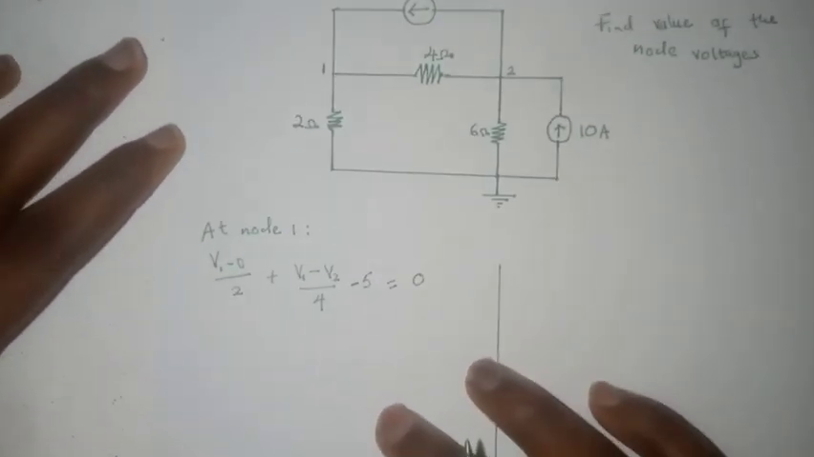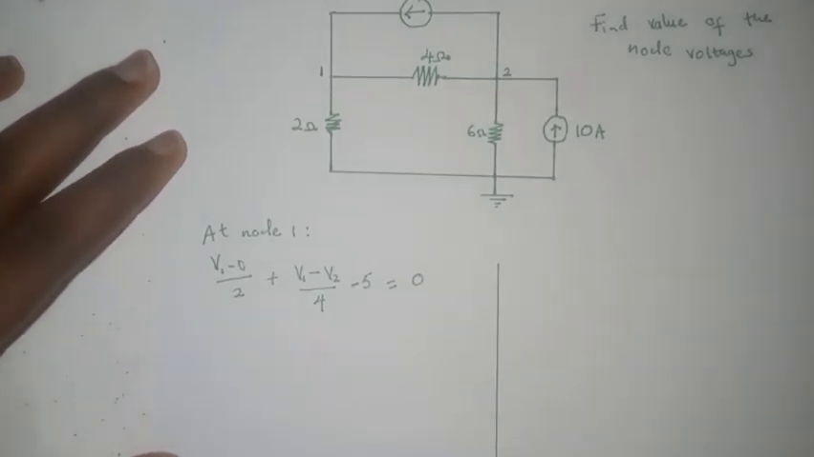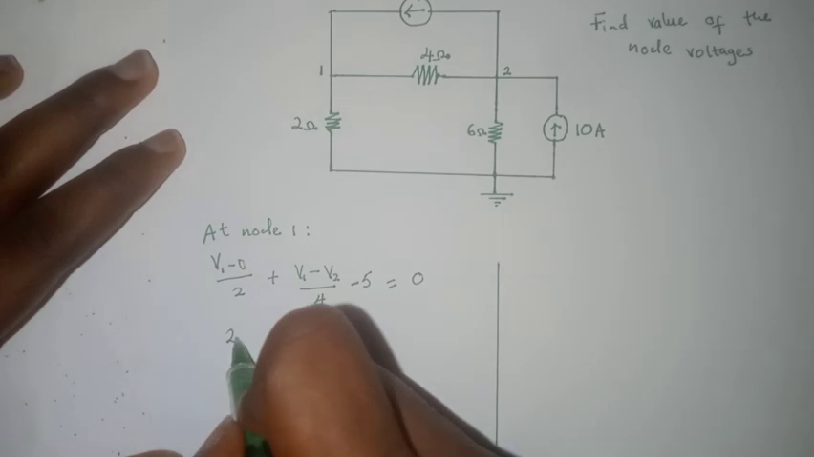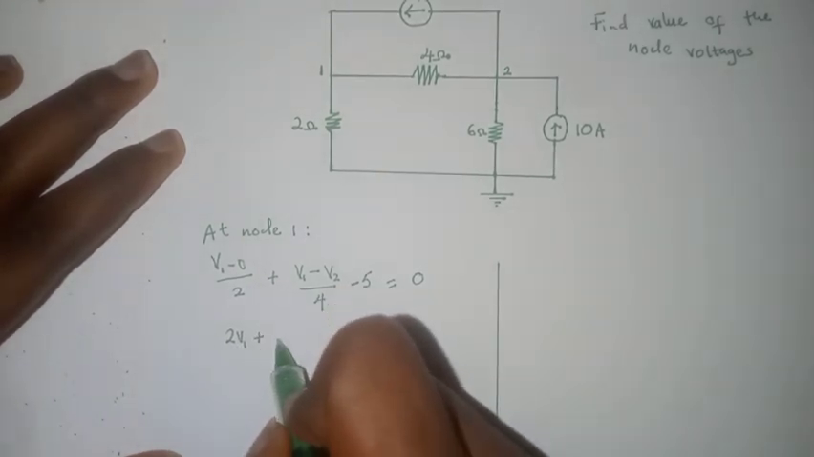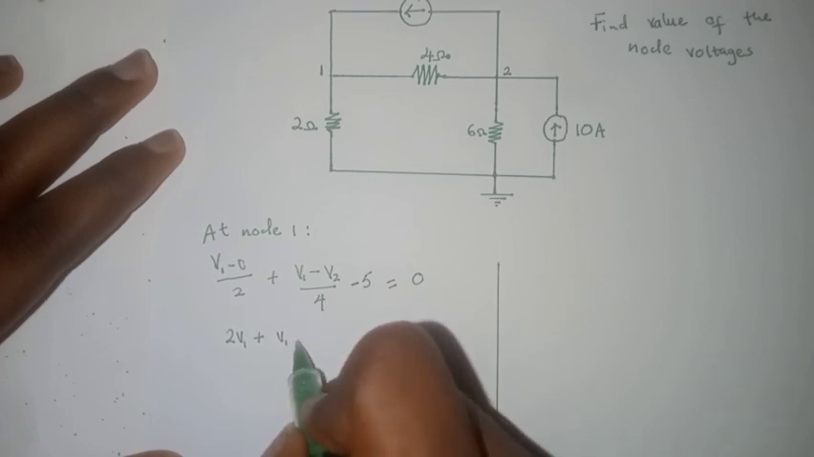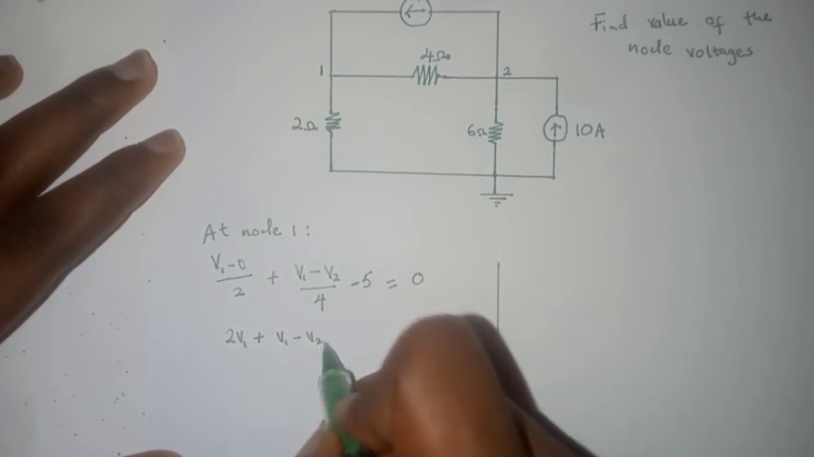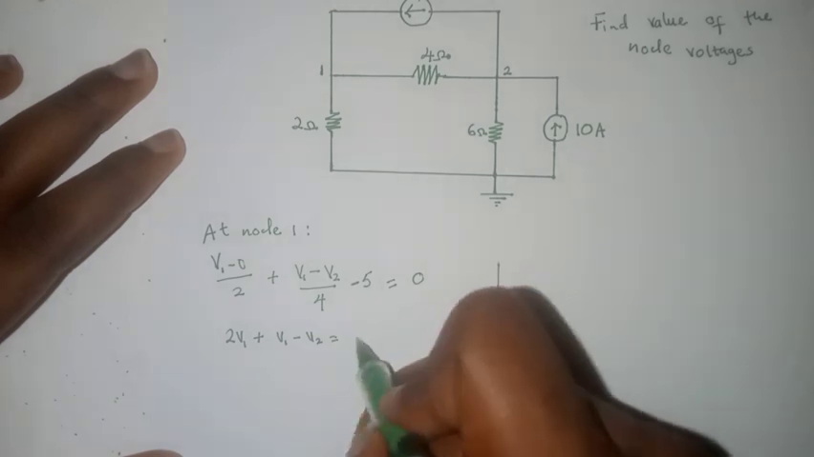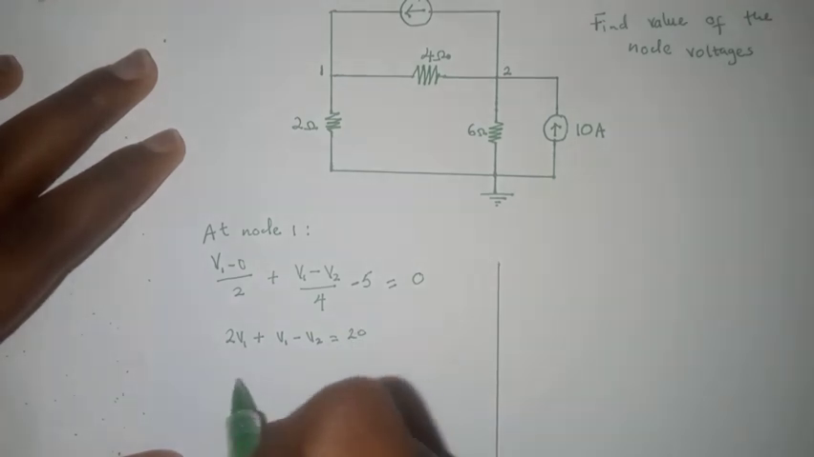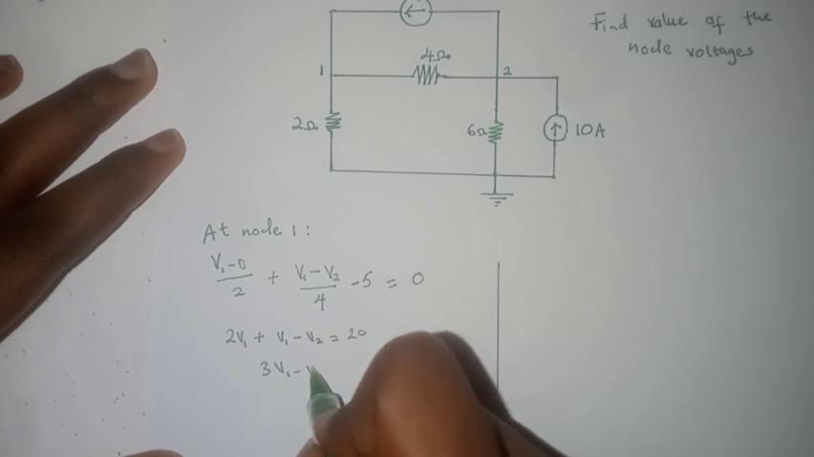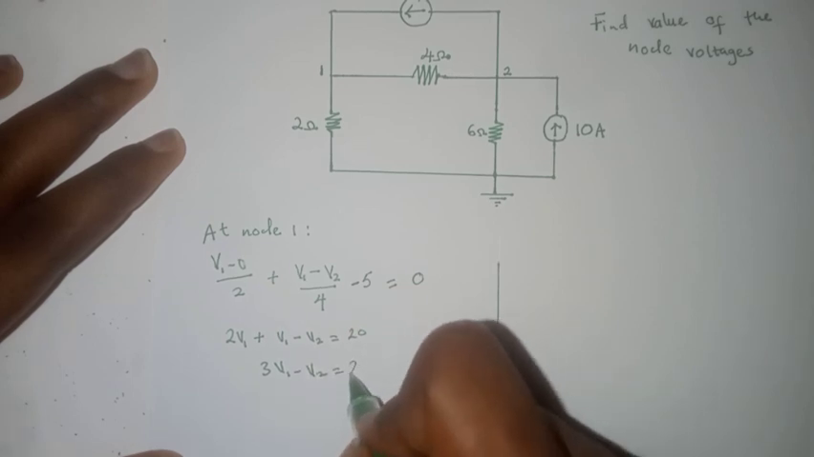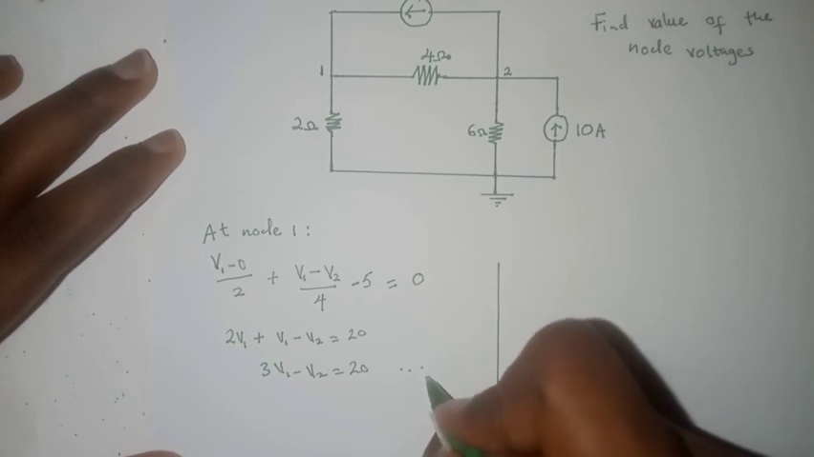We can then proceed to simplifying this. So we can multiply through by 4. Then we have 2V1 plus V1 minus V2 equals 20. In essence, 3V1 minus V2 equals 20. Let's call this our first equation.